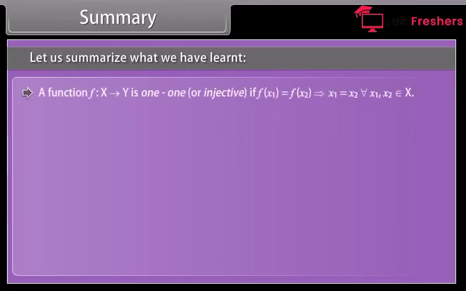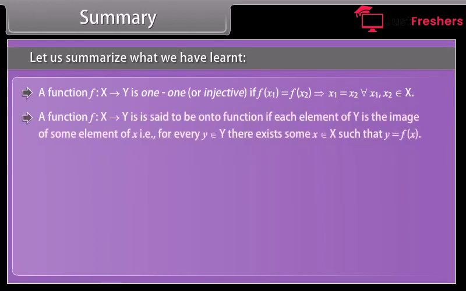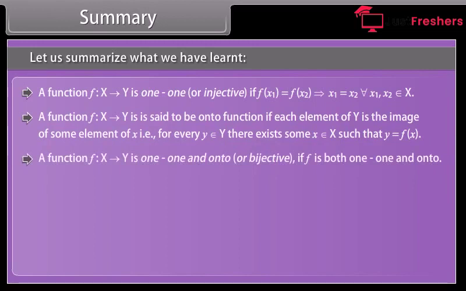A function f from X to Y is one-one or injective if f(x1) = f(x2) implies that x1 = x2 for each x1, x2 ∈ X. A function f from X to Y is said to be onto function if each element of Y is the image of some element of X, that is, for every y ∈ Y, there exists some x ∈ X such that y = f(x).